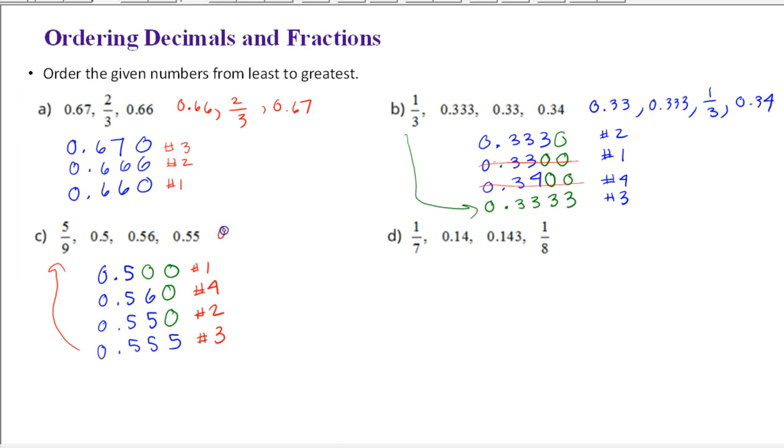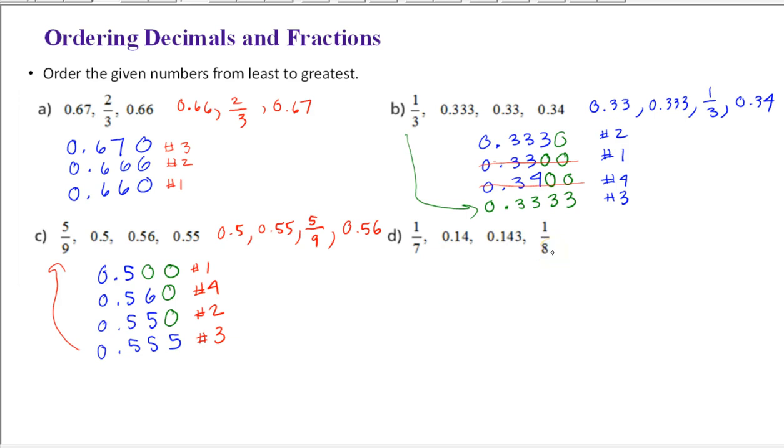So that gives us 0.5, 0.55, 0.555, remember that's an approximation for 5/9, so I'm going to put 5/9 and then 0.56. Okay. Now finally we have this one.